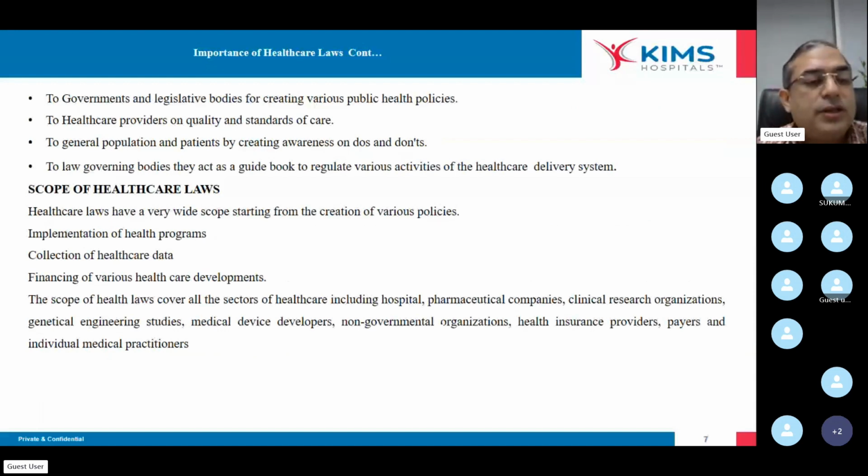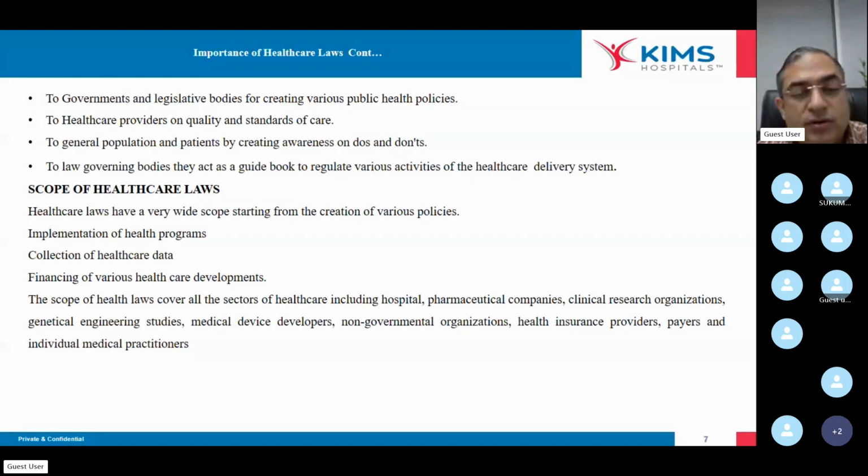So, the scope of healthcare laws is very wide. It includes implementation of health programs. If you go to page number 4, you will find the scope of healthcare laws and evolution of healthcare laws. It talks about what the healthcare law includes: implementation of health programs, collection of healthcare data, financing of various healthcare development.